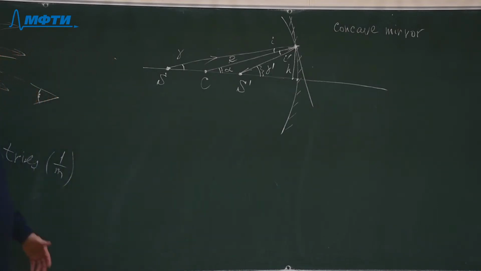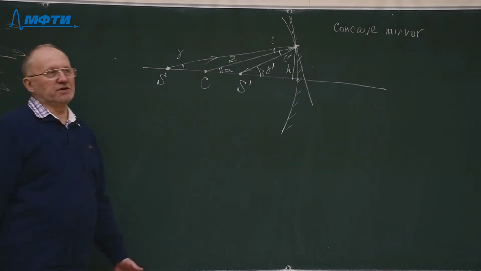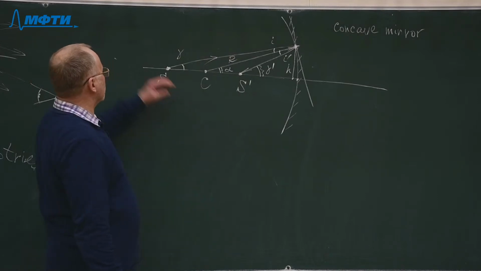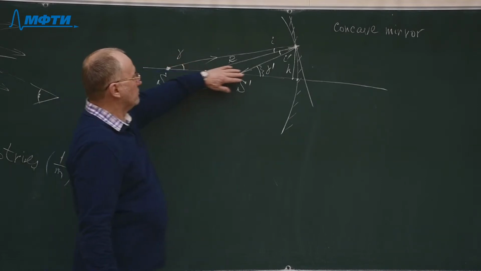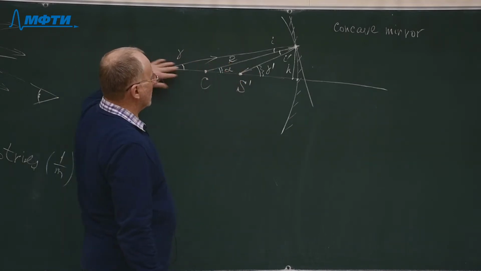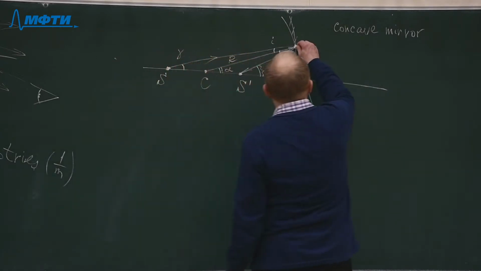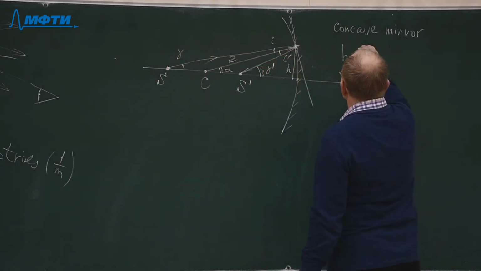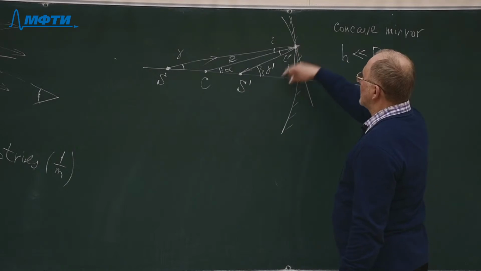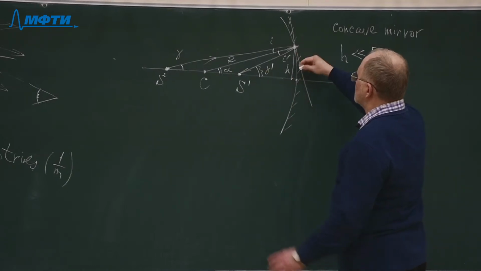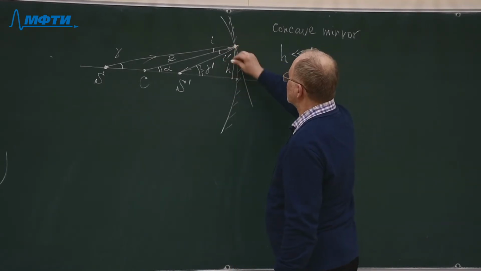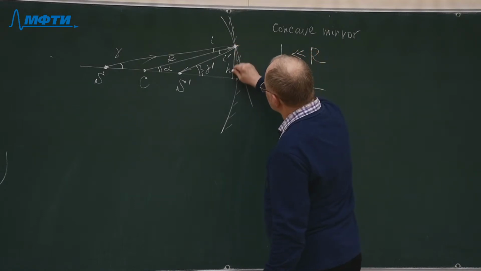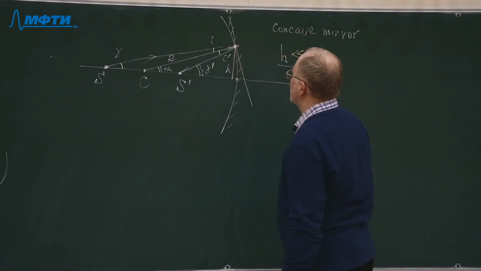So as a first step, we consider the simplest situation, and the simplest case is just paraxial rays, which propagate close to the principal axis, so that h is small. H is much smaller than the radius of curvature. It's not like on my sketch. I have drawn the sketch in such a way that we can see something here. But actually we should remember that this h is much smaller than the radius of curvature.